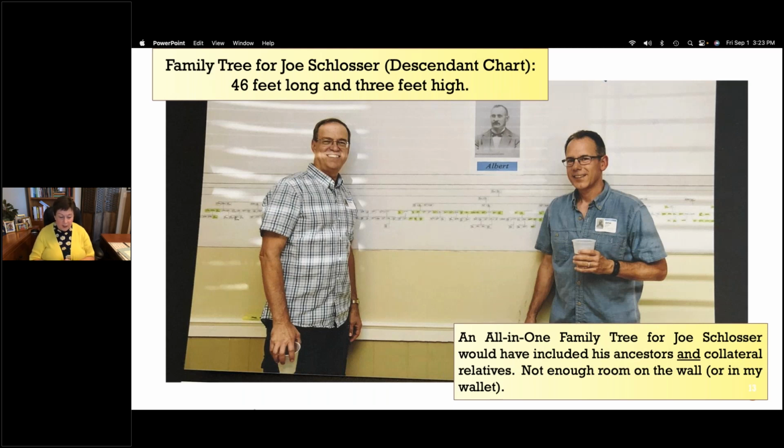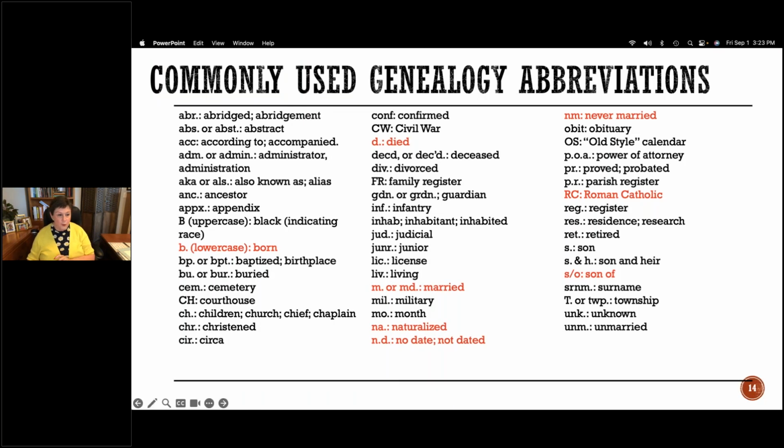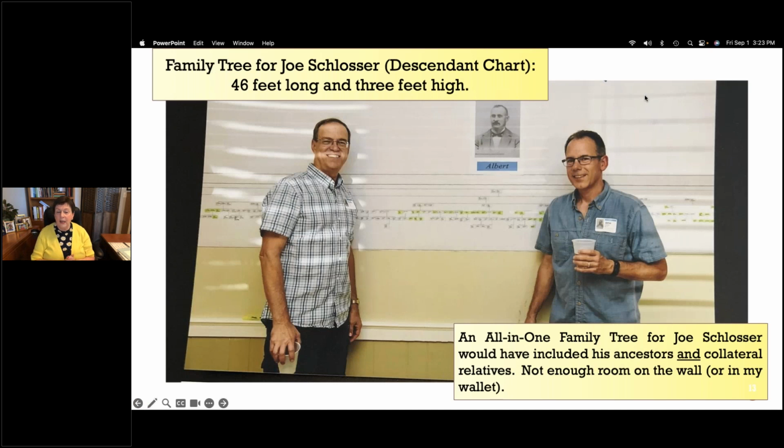The tree in this photograph depicted my great-grandfather, Joe Schlosser. I put this together actually for a family reunion in 2017. So this was just a descendants chart. It was just Joe Schlosser and all of his descendants. The two handsome dudes in this picture are my nephews, standing in front of their great-grandfather, my grandfather, Albert Schlosser.